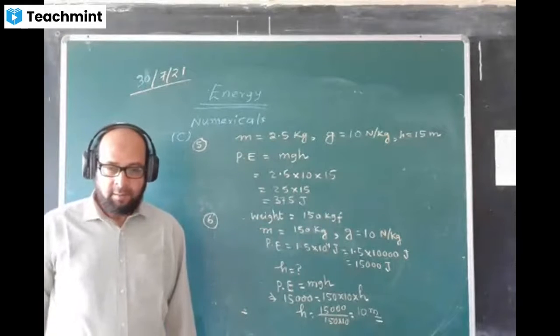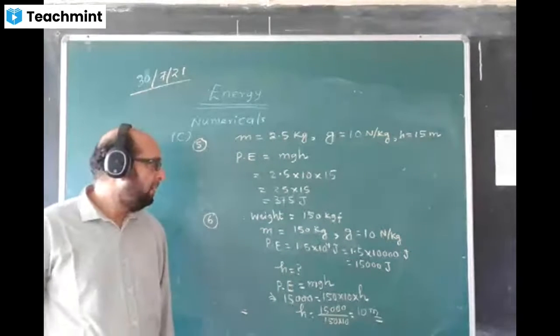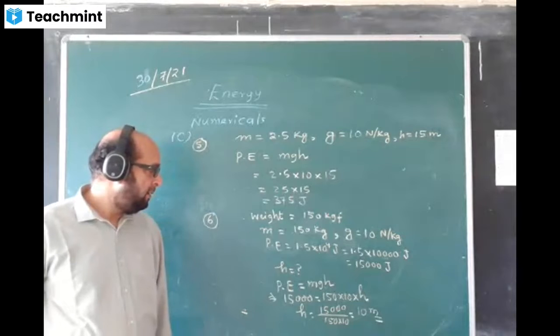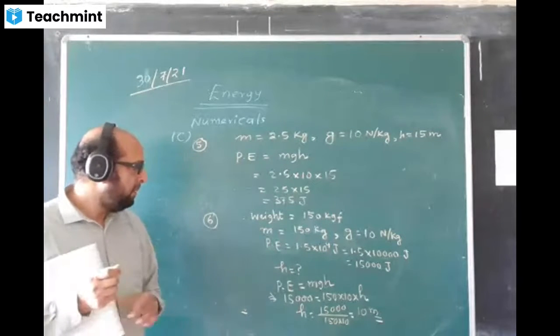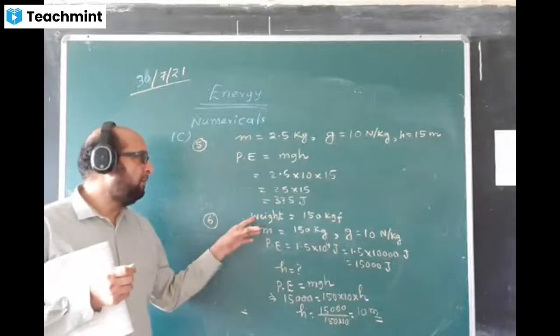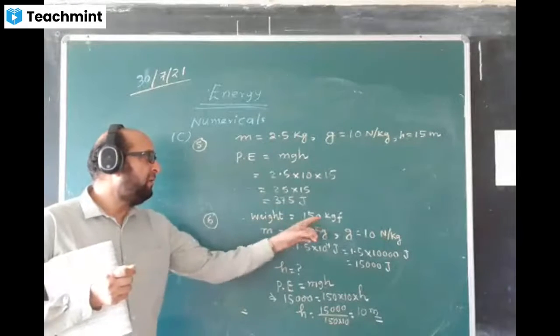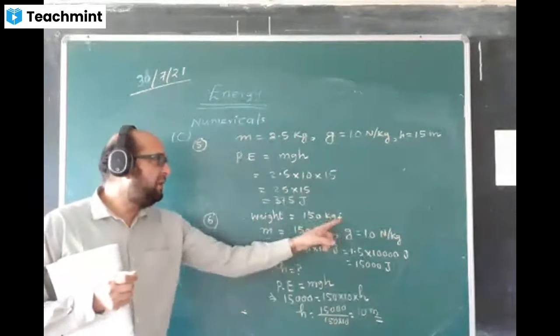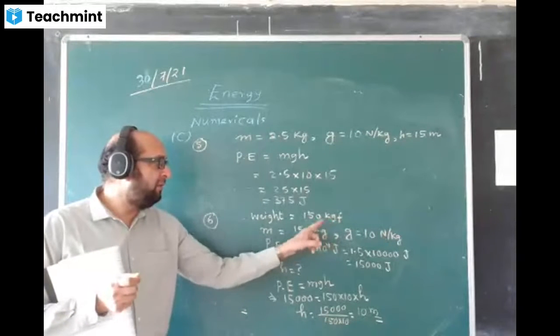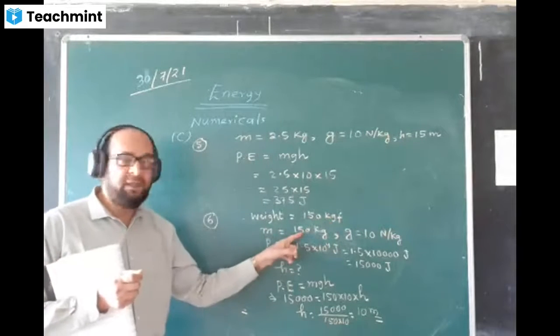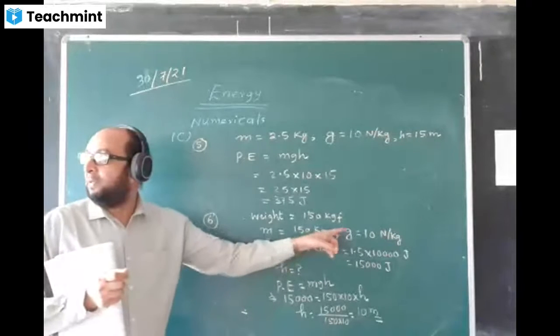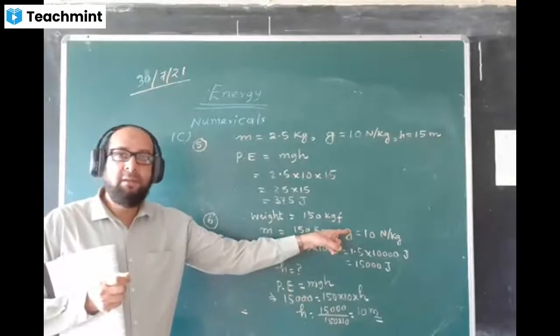First we have to write potential energy is equal to m g h. The weight of the body is given as 150 kgf. In 150 kgf, the mass is 150 kg, so the m value is 150 kg and the value of g is 10.